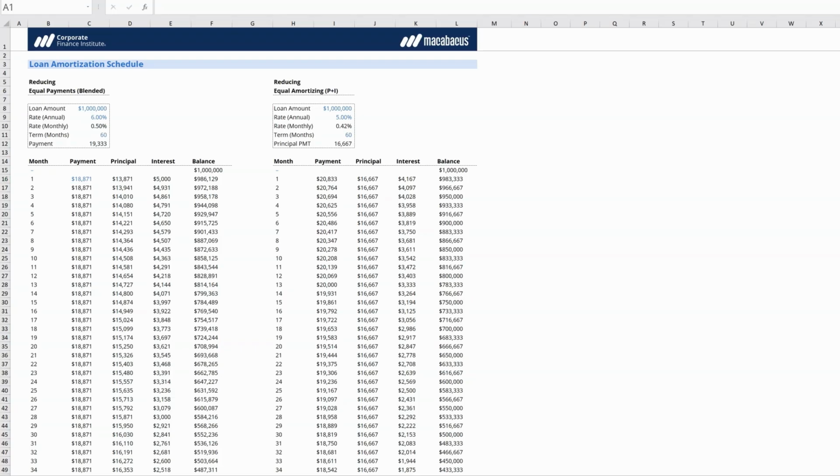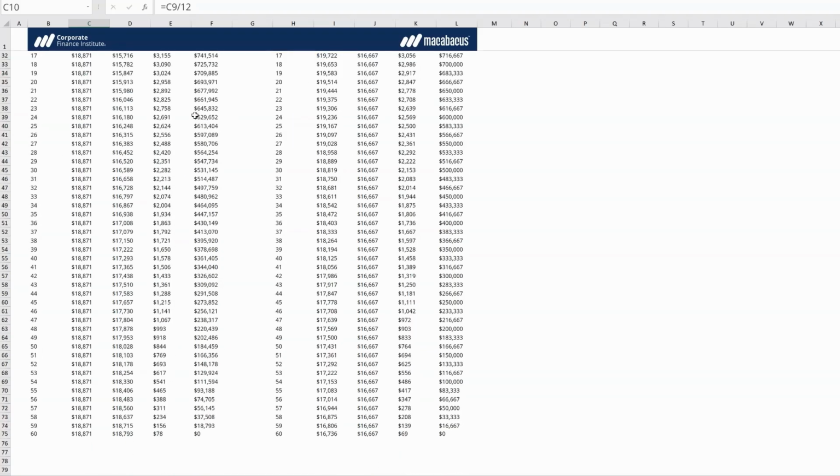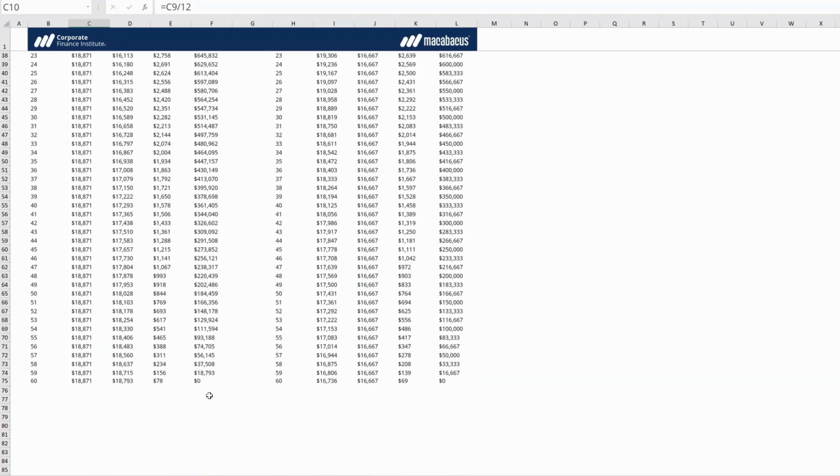One of the other interesting characteristics about these two different types of loans, which are equal payment or blended and equal amortizing or P&I, which is principal plus interest, is the actual amount of interest paid over the course of the loan in the amortization period. So to make sure we're comparing apples to apples, we will plug 5% back in and double check. And yes, this does go back to 0.